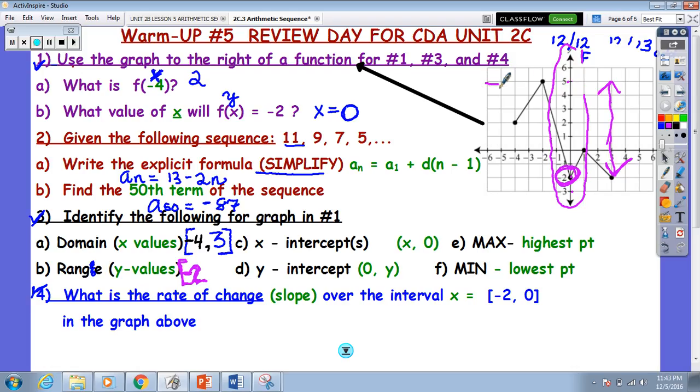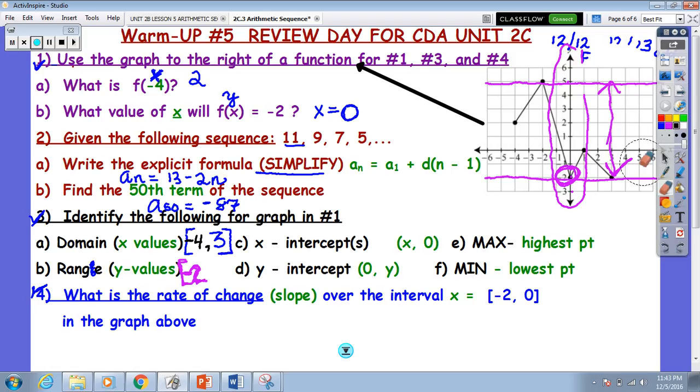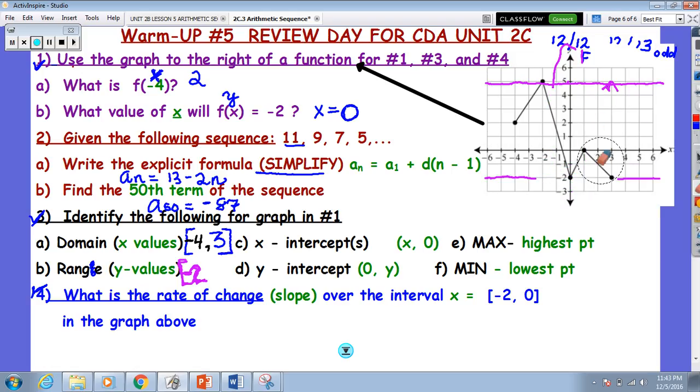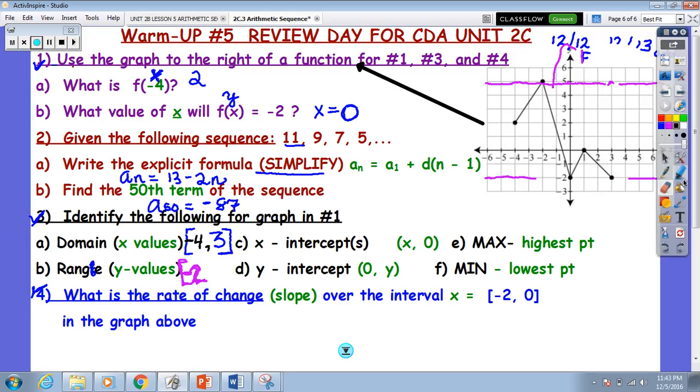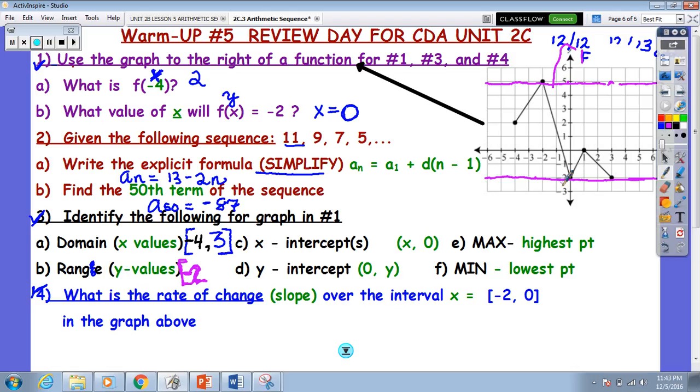So if I drew a line here at 5, the line wouldn't go above it. If I drew a line at negative 2, the zigzag line does not go below negative 2. So this is how I know where the range would be. It doesn't go down any further than negative 2. It doesn't go any higher than 5.